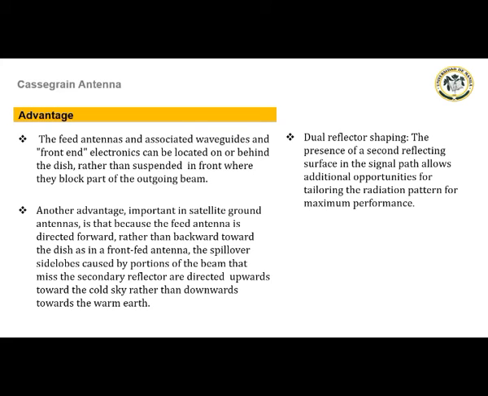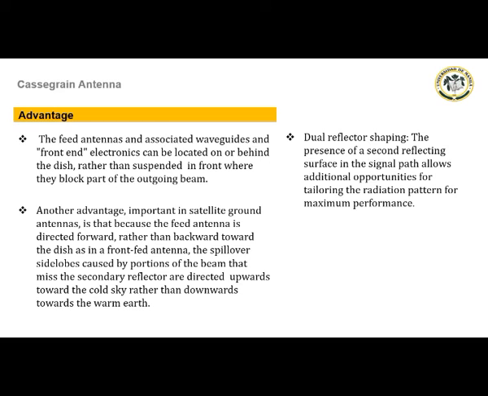Advantages. The feed antenna and associated waveguide and front-end electronics can be located on or behind the dish, rather than suspended in front where they block part of the outgoing beam. Another advantage, important in satellite ground antennas, is that because the feed antenna is directed forward, rather than backward toward the dish, as in the front-fed antenna, the spillover side lobes caused by portions of the beam that miss the secondary reflector are directed upward toward the cold sky rather than downward toward the warm earth.